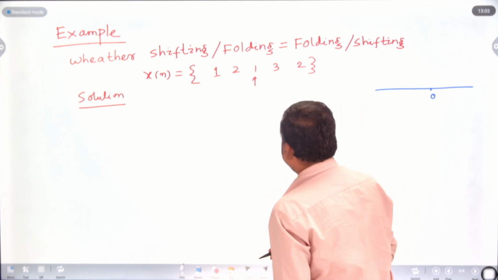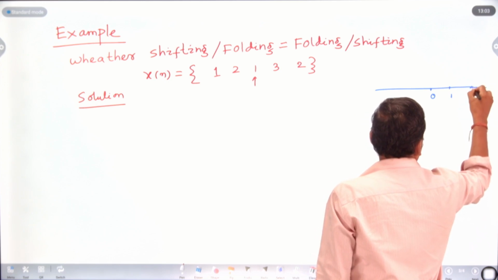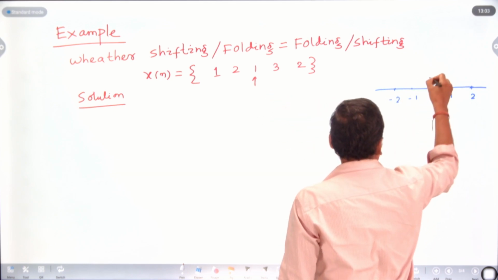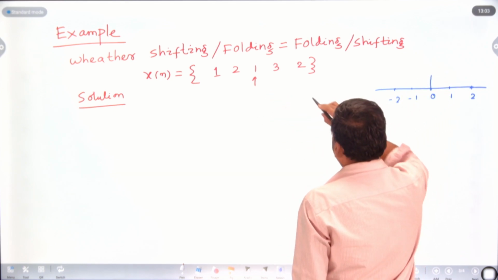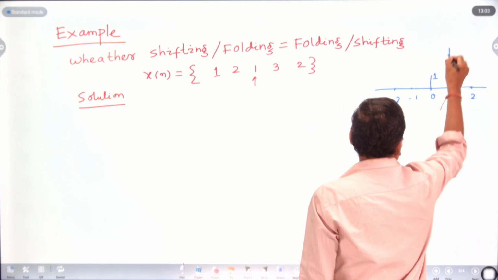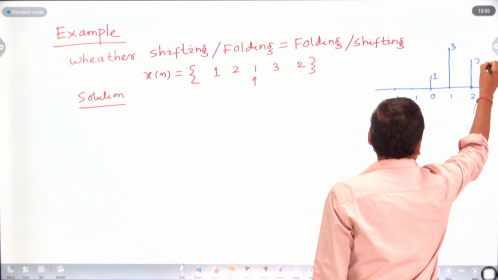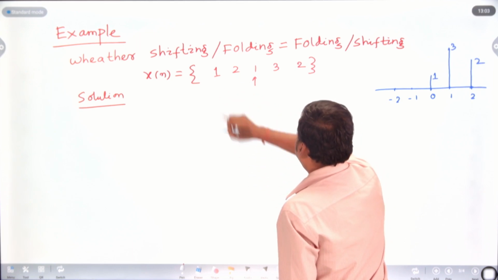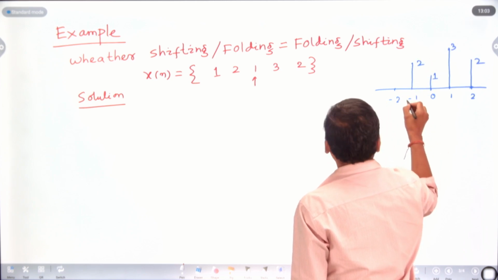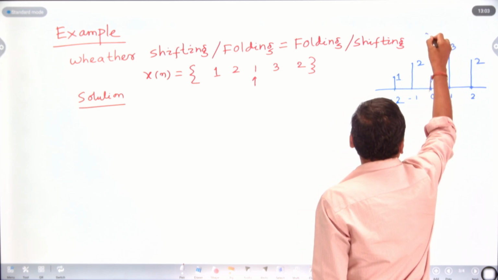As far as graphical representation is concerned, this is 0, this is 1, and let this be 2. First of all you will mark it at 0, that is 1, and at 1 that is 3, and then at 2 that is 2. At n equal to minus 1 that is 2, and at minus 2 that is 1. This is your original discrete signal, that is x of n.